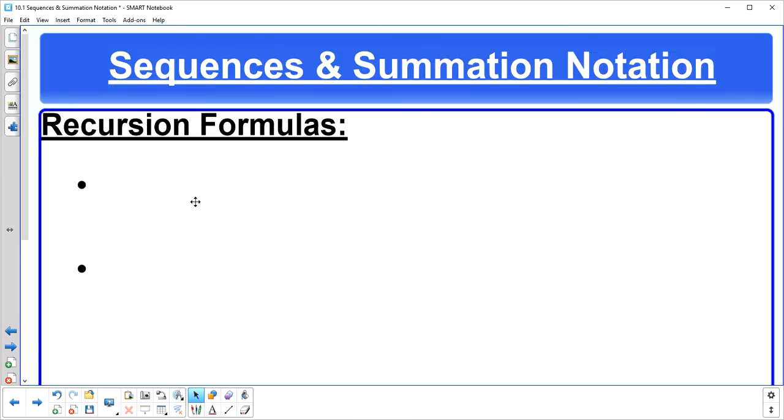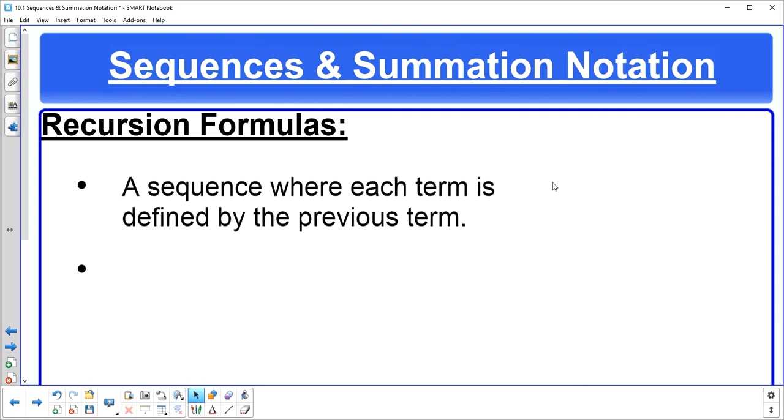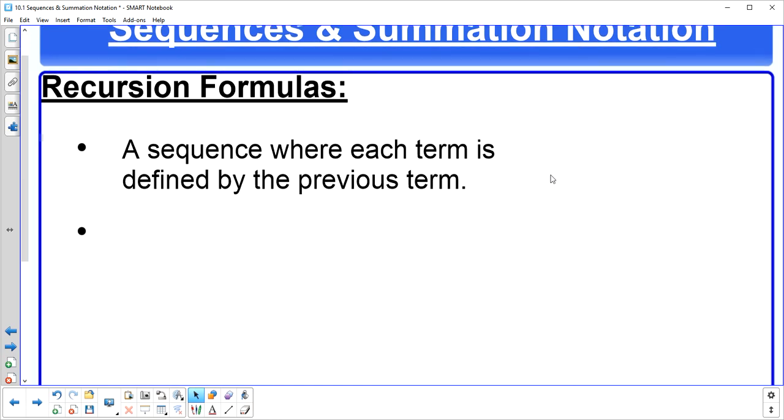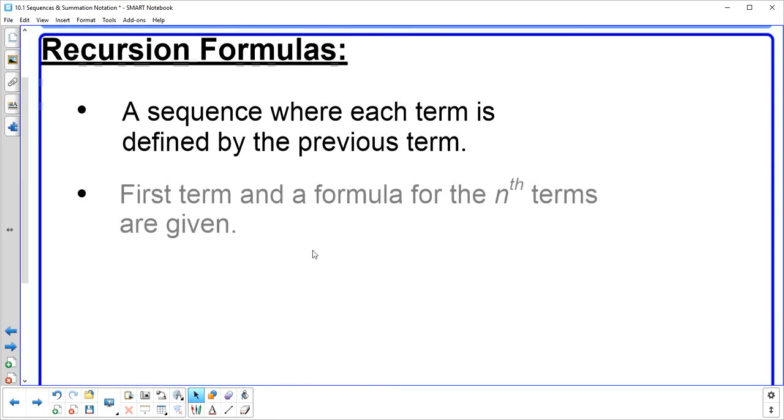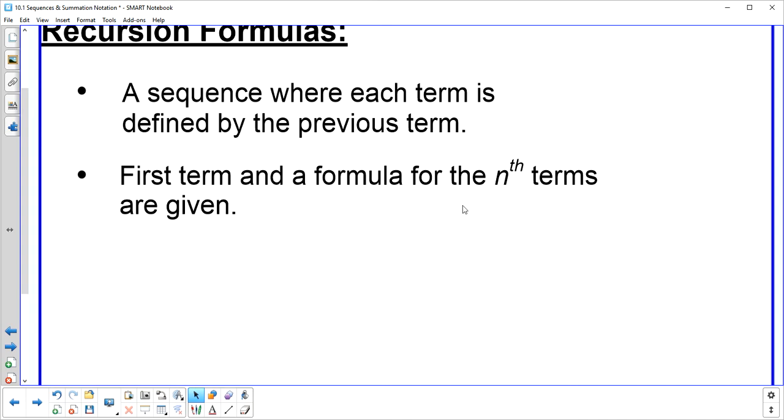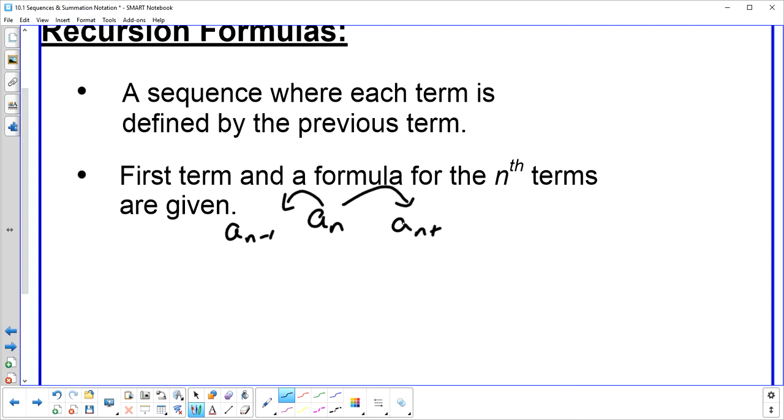Changing gears a little bit, with a recursion formula, we can't just find any term because it is a sequence where each term is defined or found by using the previous term. And so you'll be given the first term and then a formula for the nth term. So suppose we have some term a sub n, then the previous term would be written as a sub n minus 1. And the next term we could say is a sub n plus 1. And so we're always going to need our a sub n minus 1 to find a sub n.